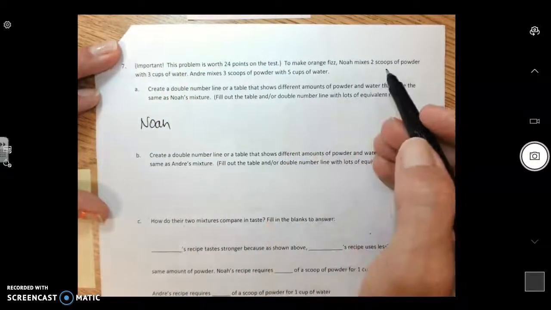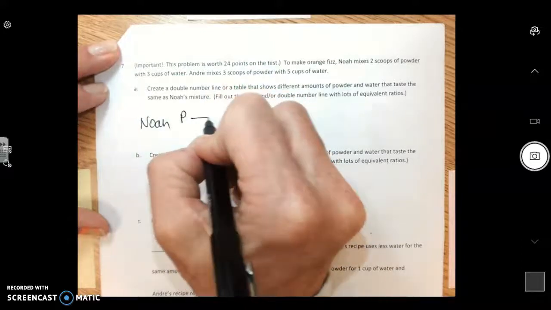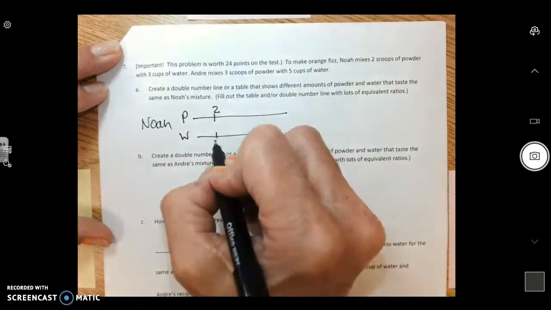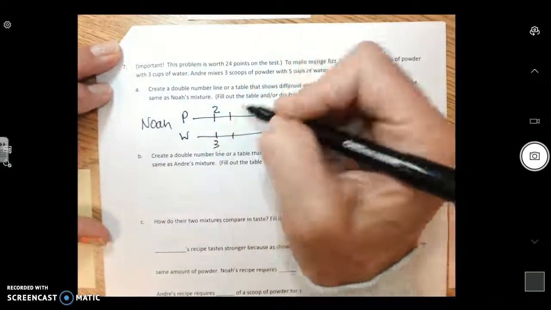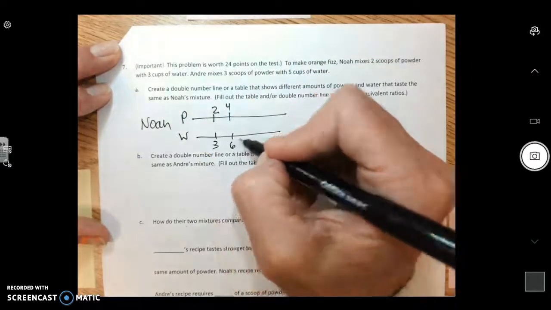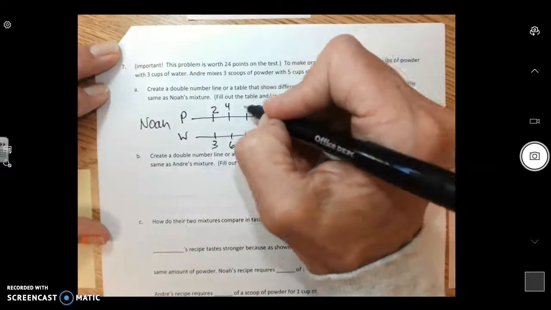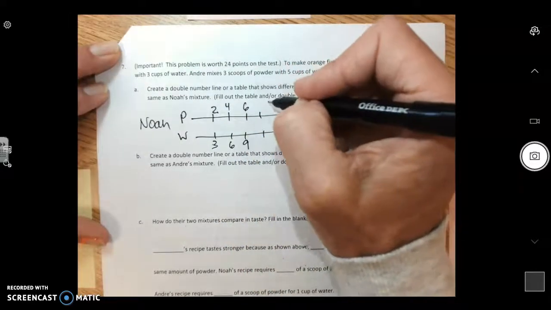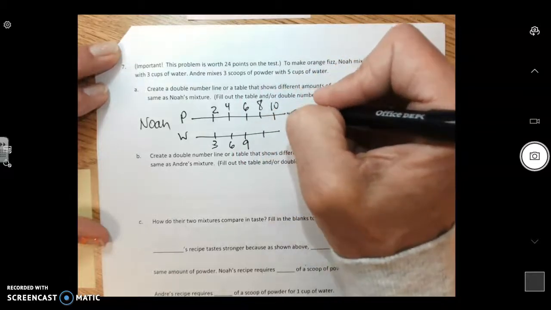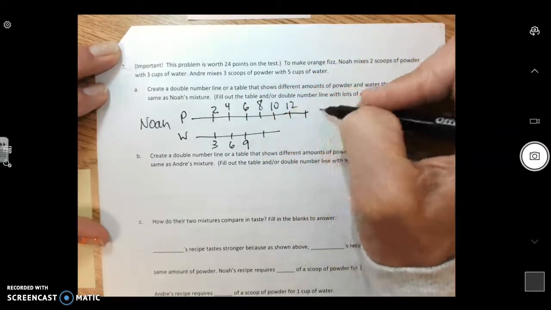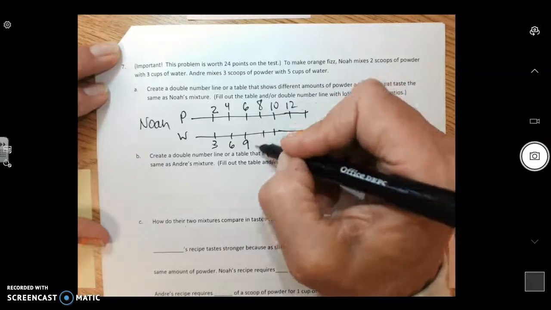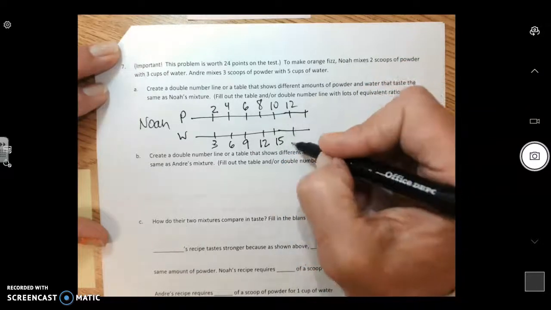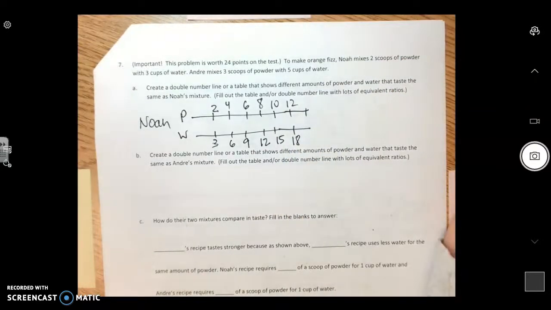Okay, Noah mixes 2 scoops of powder. So we've got powder and water. 2 scoops of powder with 3 cups of water. So if we continue that, if we make a double batch, that would be 4 and 6. If you make a triple batch, 2 times 3 is 6, 3 times 3 is 9, and we can continue using that. 2, 4, 6, 8, 10, 12. So 3, 6, 9, 12, 15, 18. We may have to go more, but let's just see.